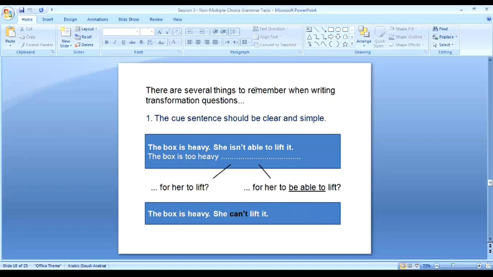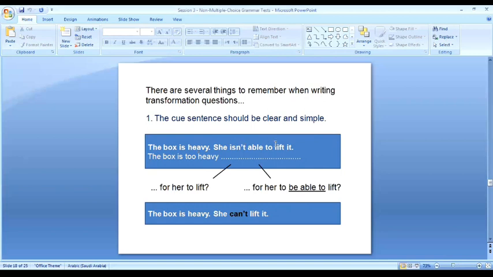There are several things to remember when writing transformation questions. Number 1, the Q sentence should be clear and simple. If the Q sentence is not clear and not simple, it is difficult for the pupils to write the prompt correctly, you know. So the box is heavy.